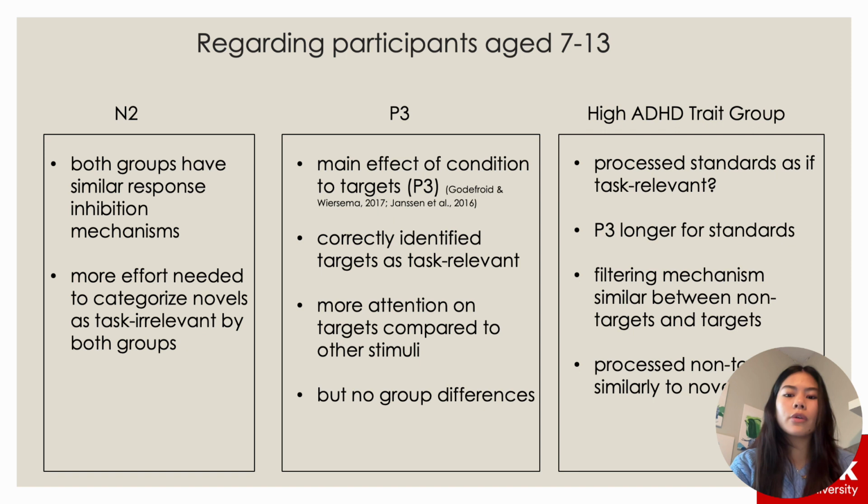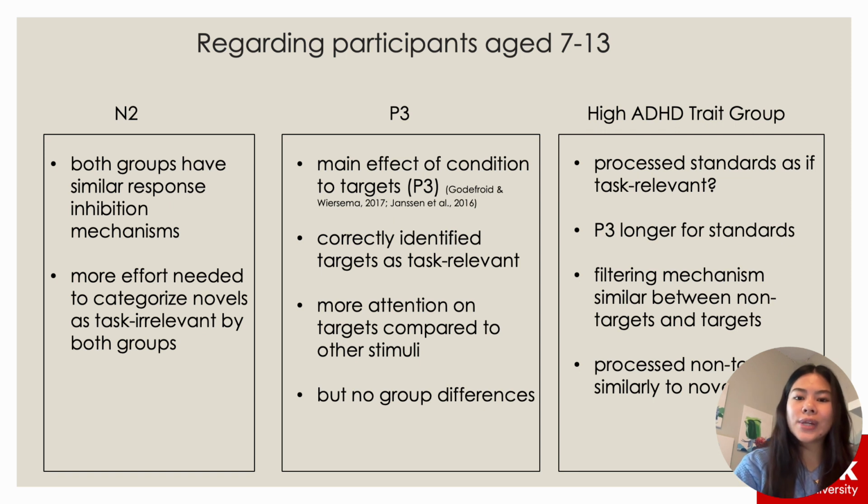Regarding the P3 ERP component, there was a main effect of condition to targets. Again, children in both the high and low ADHD trait groups had a larger P3 amplitude to target stimuli than the other stimuli. However, there were no group differences. This insinuates that children in both groups correctly identified targets as task relevant stimuli by that larger amplitude to that stimuli, and more attention was focused on targets compared to the other stimuli.